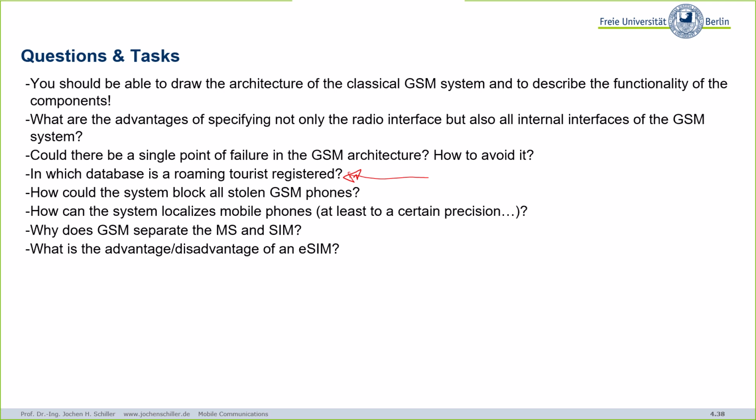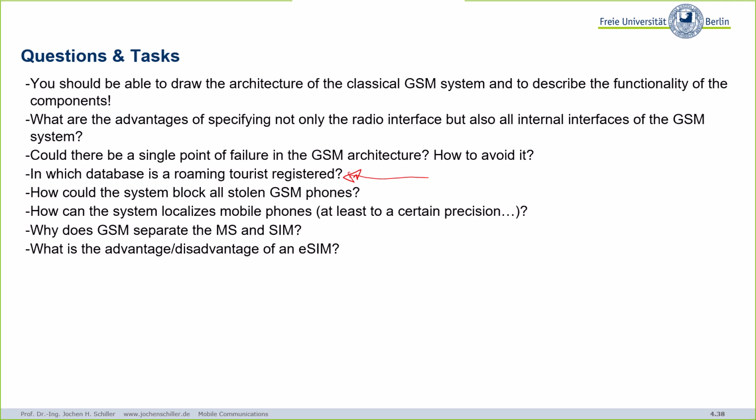So if you roam, you're usually not in a network operated by the same operator as at home. For example, here in Germany, you have 3 operators. So 3 real physical operators, not virtual operators. But if you're somewhere else, sometimes the same company has networks there, but it's quite common that you roam into a foreign network, and then you're registered there at the foreign VLR and at home in your HLR.